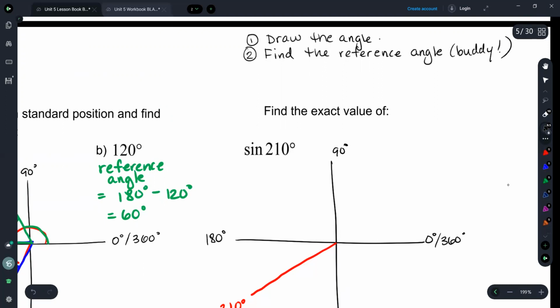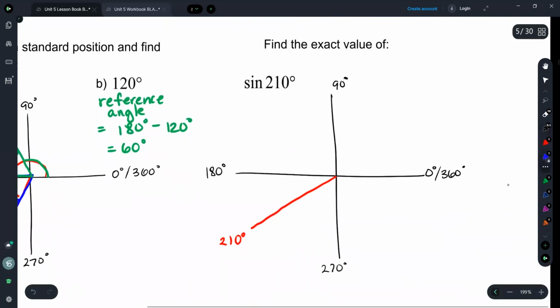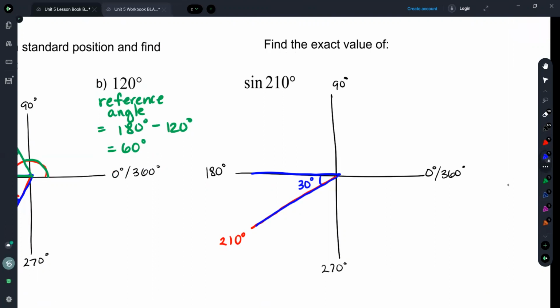Okay, so anything over 90 needs a buddy, right? So we're going to find its buddy. 180 or 360 line? Which one are we using? 180. So I want to find the unit of measurement in between here and here. What would that be? 30. So we do that by doing 210 minus 180, right? Bigger minus smaller always. So 30 degrees is the reference angle. Okay.